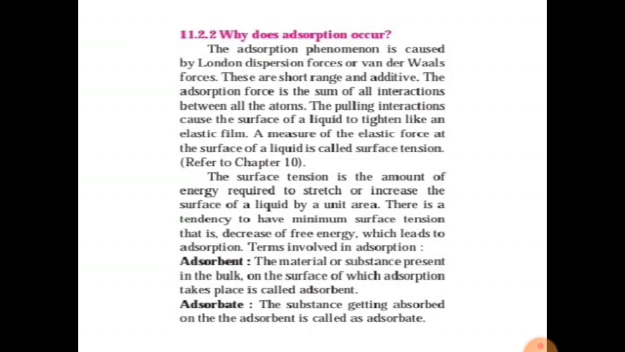There are two important terms in the adsorption process. One is adsorbent and the second is adsorbate. The material present in the bulk in large quantity, on the surface of which adsorption takes place, is called the adsorbent, and the substance getting adsorbed on the adsorbent is called the adsorbate. Suppose charcoal is put into colored water. The colored water gets adsorbed on the charcoal. Here charcoal is the adsorbent and the colored water is the adsorbate.